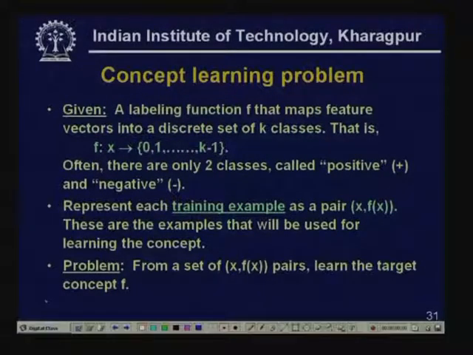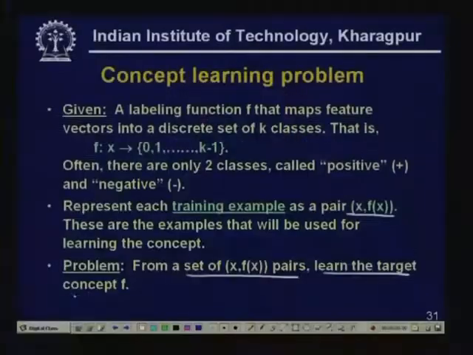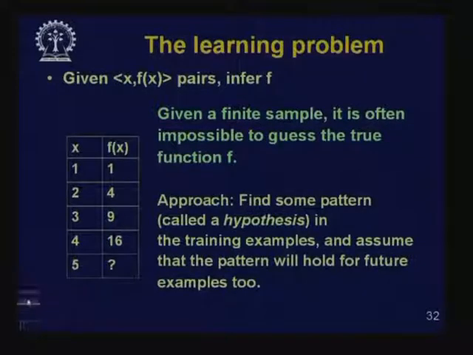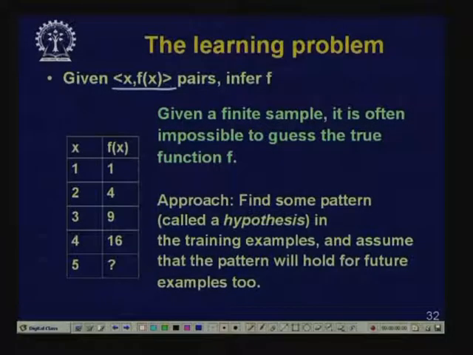So, each training example is given as a pair, the instance and its class, and we have a set of such training examples. Using these training examples, we want to learn an approximation of f. From the set of x, f(x) pairs that we have got, we want to learn the target concept f. f is what we wish to learn. Given a set of x, f(x) pairs, we want to inductively infer f.